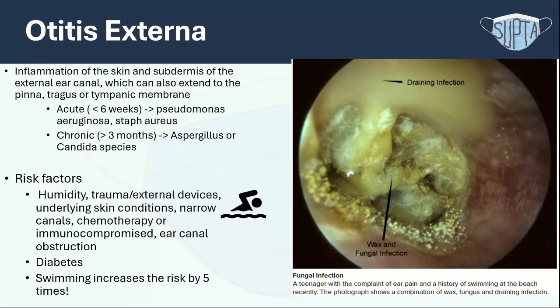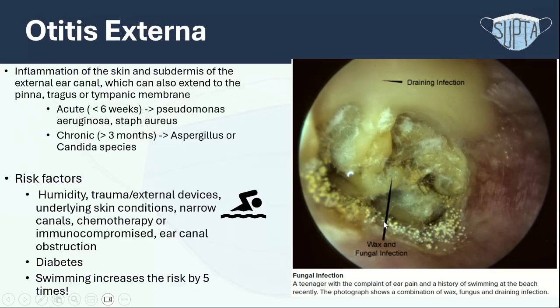So some risk factors that are important to be aware of. You can see I've got a swimming picture there. Swimming does increase the risk by 5 times, and this is mainly because Pseudomonas aeruginosa thrives in water environments. Humidity, trauma, external devices, basically damaging the external ear canal itself, and then being immunosuppressed and having things like diabetes can increase your risk of otitis externa, and particularly malignant, necrotizing otitis externa, which we will talk a bit more about in a second.